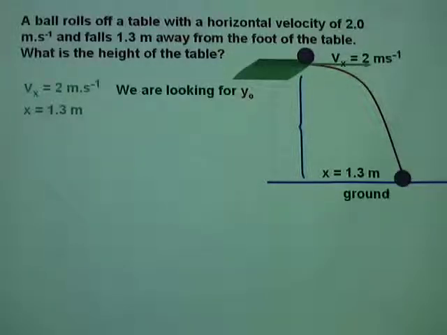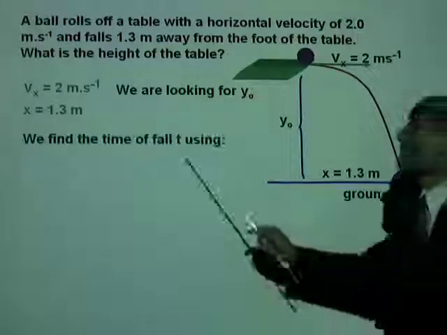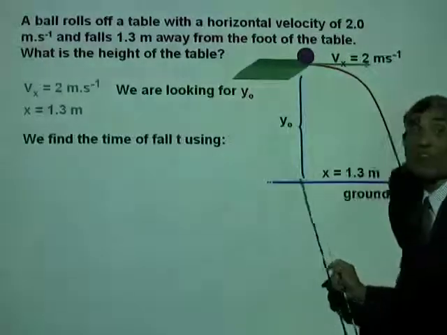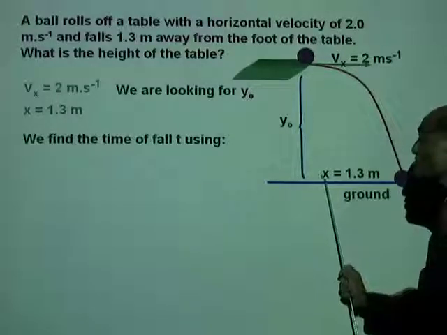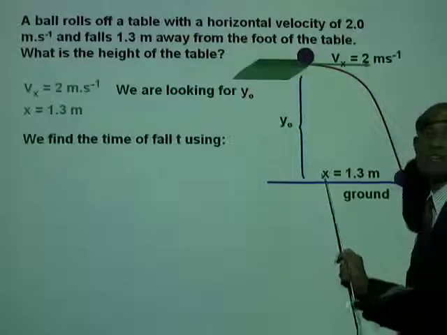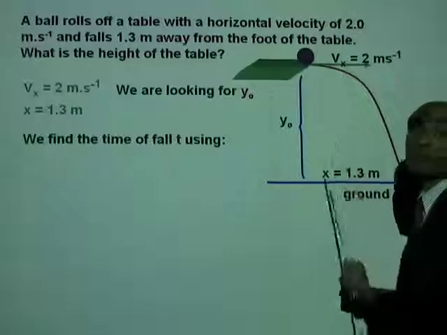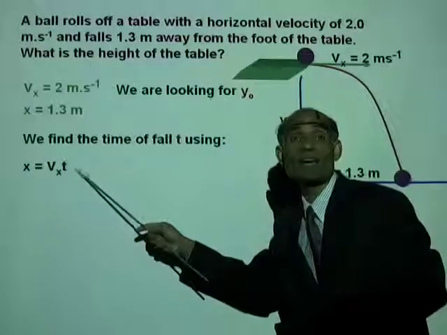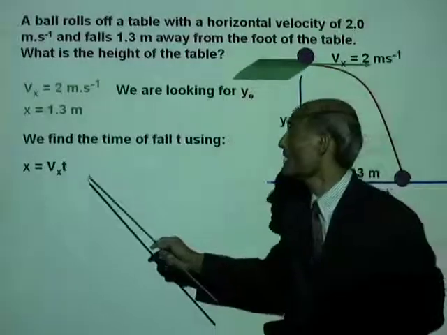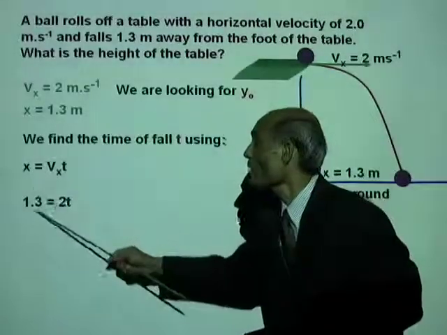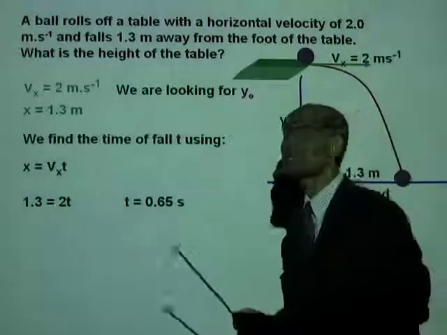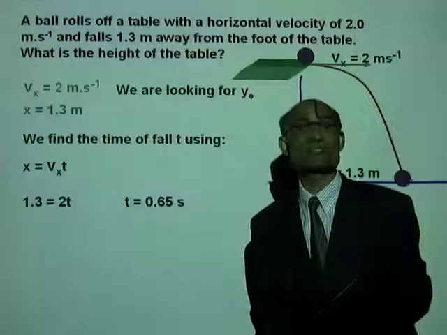There you are. Now, we find the time of fall t using what equation? Give me an equation for x. X equal to Vx multiplied by time, isn't it? X equal to Vx multiplied by time. Therefore, 1.3 equal to 2t, or t equal to 0.65 seconds.